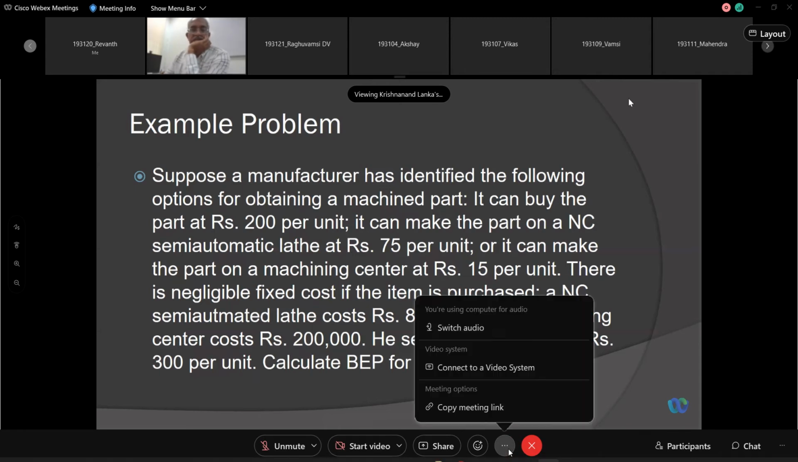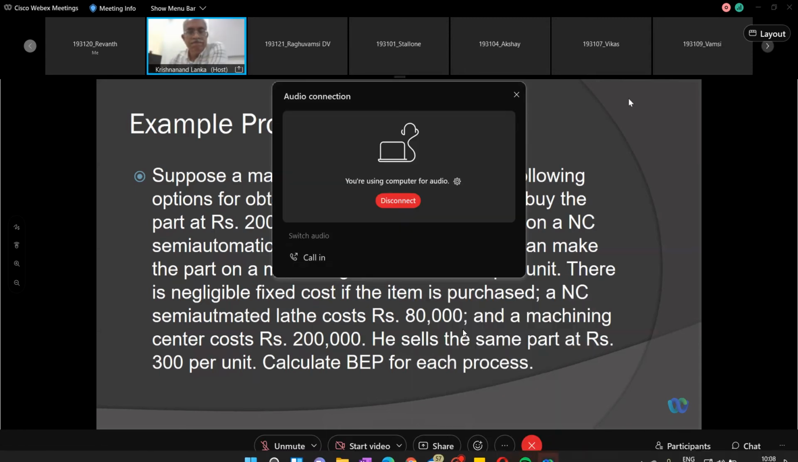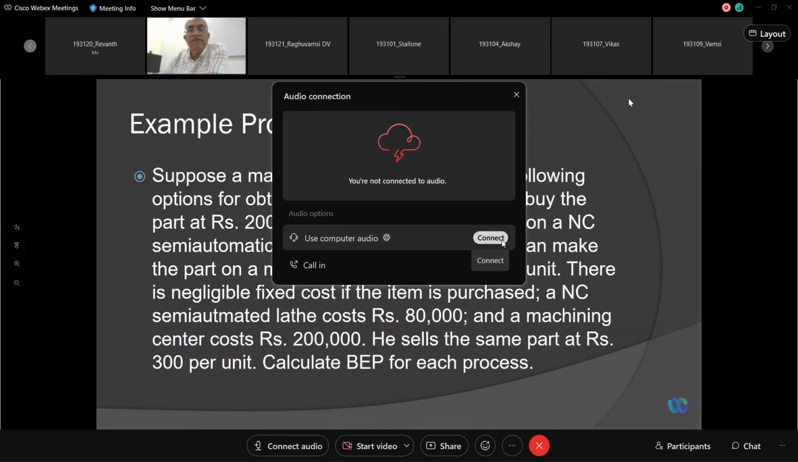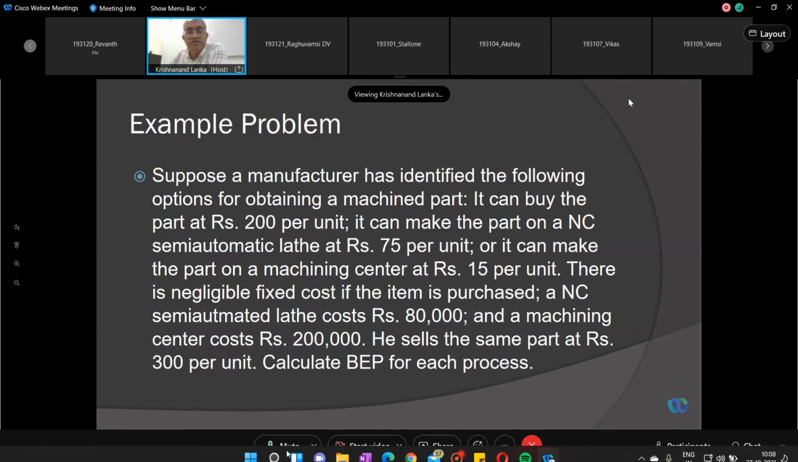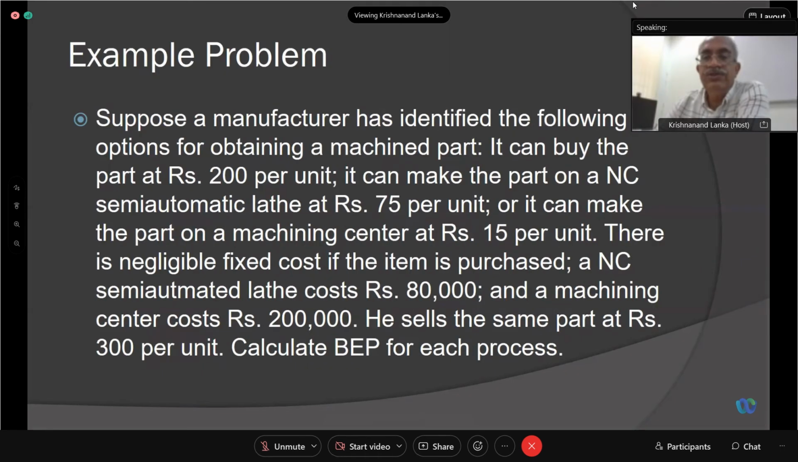So we have here different alternatives to manufacture a component. One is you can become simply a trader. That means you buy the part and resell it. So, for example, if you buy it from some OEM, it costs you 200 and you can sell it at 300. So, without greasing your hands, you can do business.